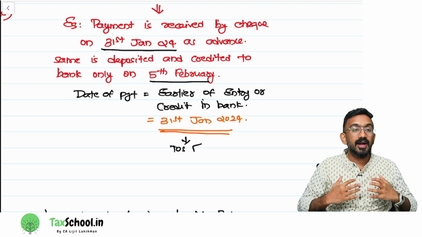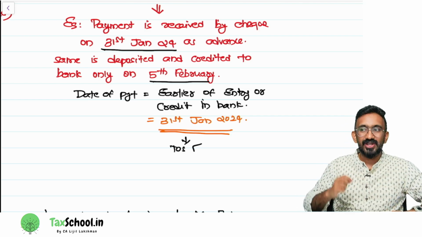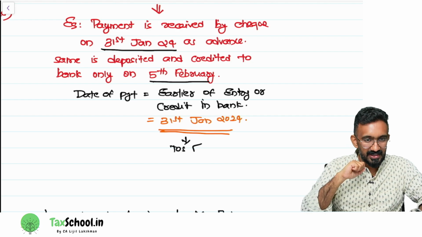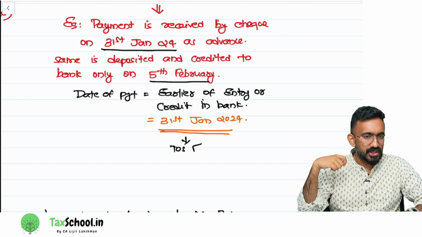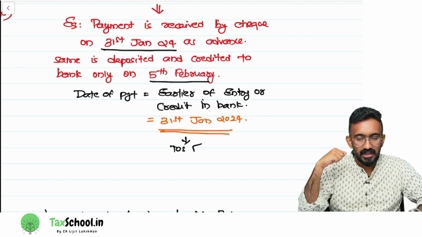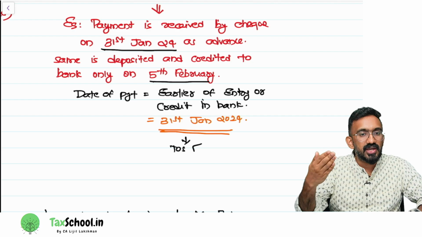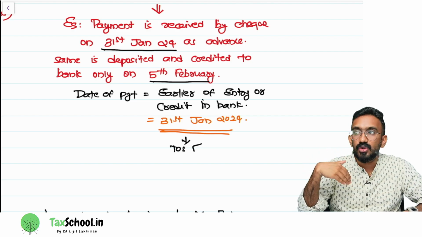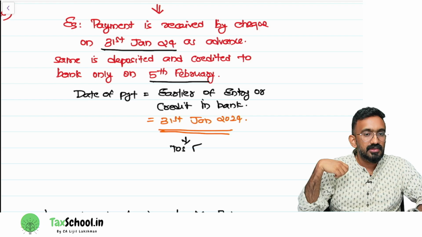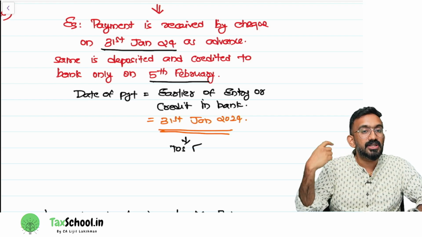I got the advance by bank. I got a check, not cash. Payment is received by check as an advance. I got the check on 31st of January and I deposited this check and I got my money into my bank account only on 5th of February. Then what is the meaning of date of payment here?